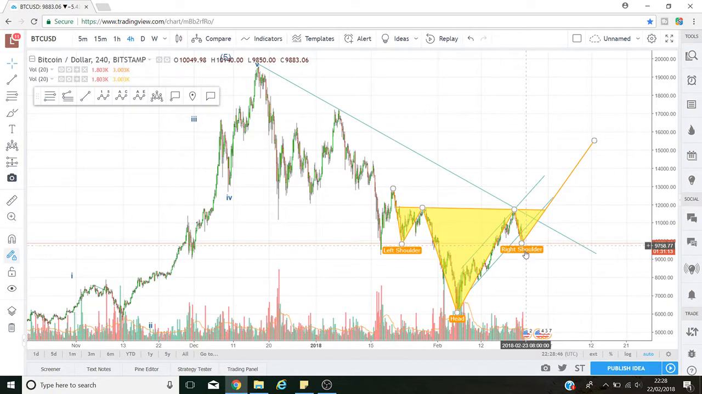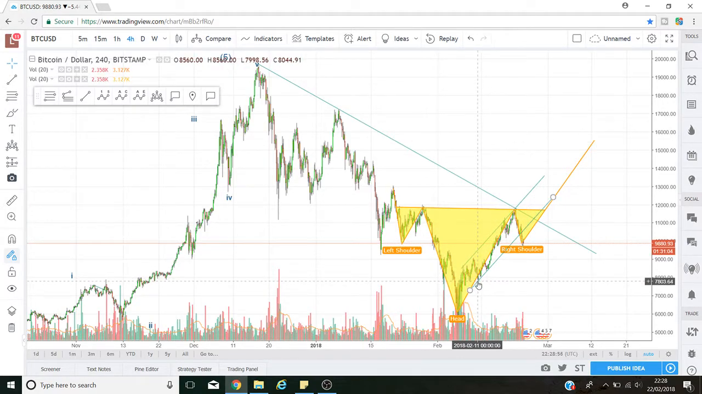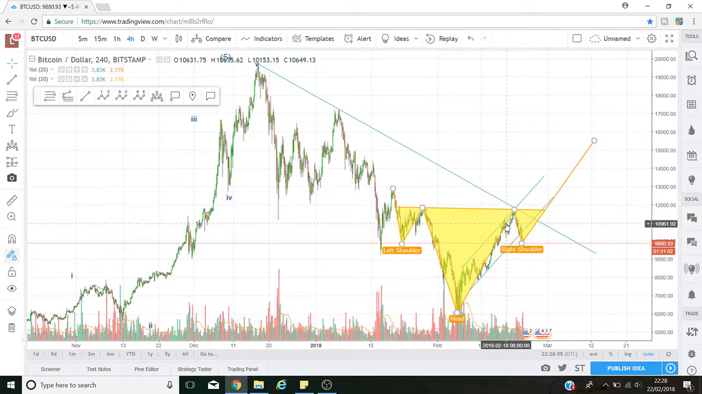Yeah, so there's lots of reasons for support here. It was the end of an expanded flat wave 4. There's horizontal support in the inverse head and shoulders. If wave 3 started here and finished here, this was a 50% retracement, again very typical for a wave 4. Hence, it started to move upwards. It's shown resistance. Higher volume is coming in. You'll see this volume expand a lot more, I would have thought, tomorrow, as you see this line start to break. Alright, so that's my forecast for Bitcoin.